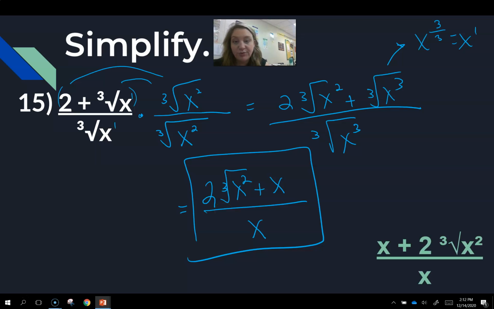I have my 2 cube root of x squared first. The answer has it second. It doesn't matter because of adding. Order does not matter as long as the signs stay with it.